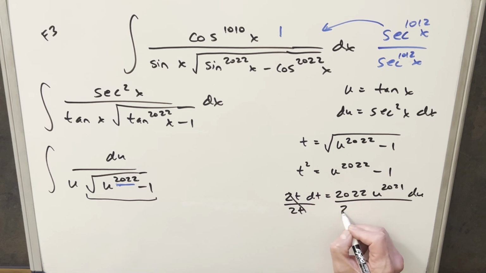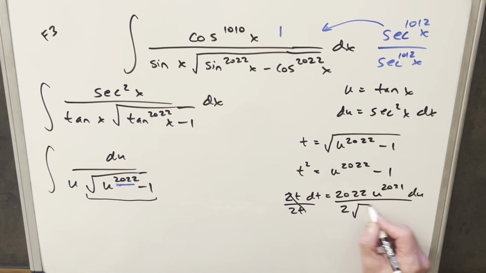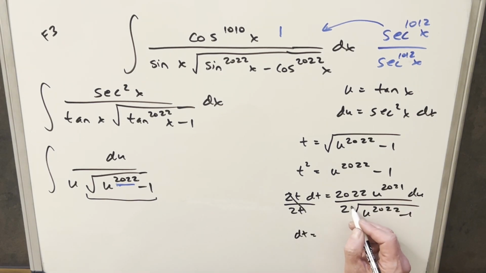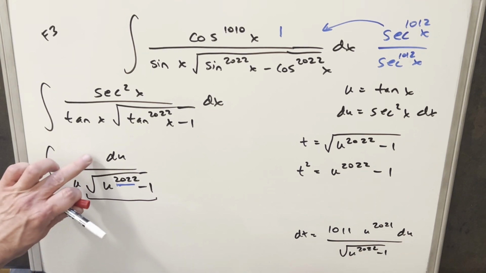Cancel here. We'll have our 2. But for t, I'm going to plug in this expression we have here. So I'll write this as square root of u to the 2022 minus 1. But then I can just clean this up a little bit, cancel 2 with 2022 and write this as 1011. So we're going to have this expression for dt: 1011 u to the 2021 du over the square root of u to the 2022 minus 1.